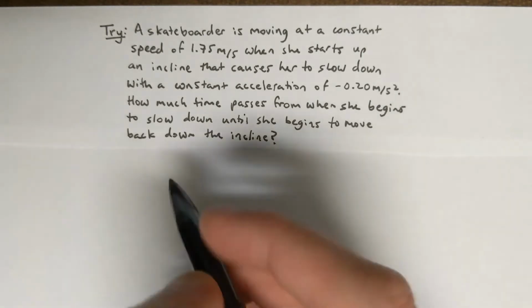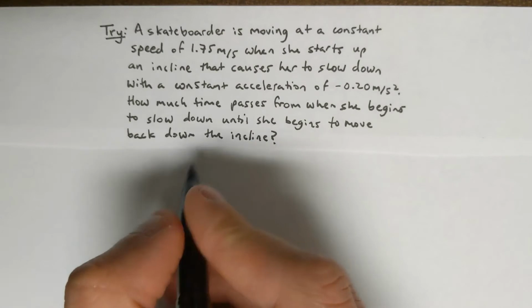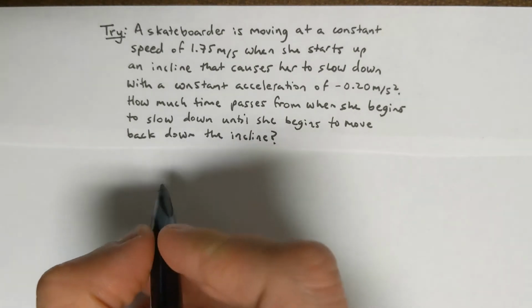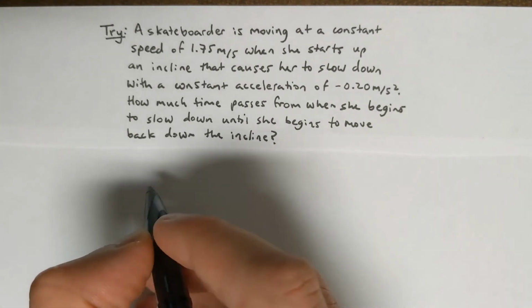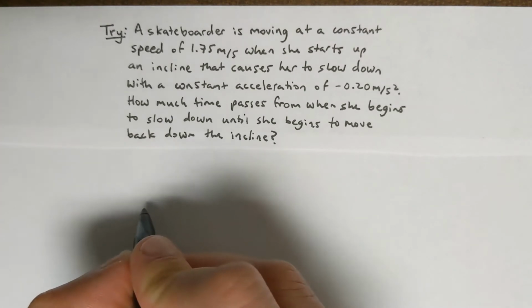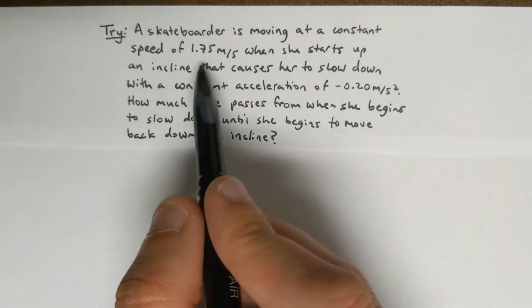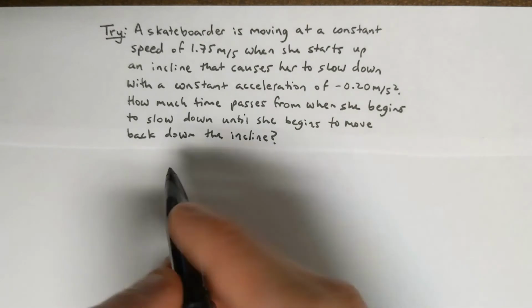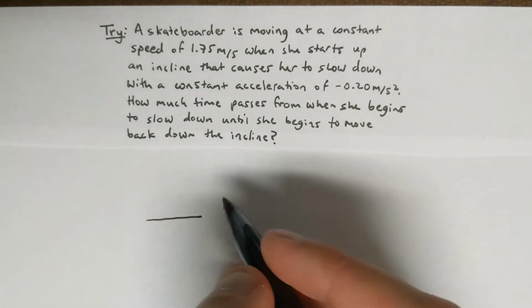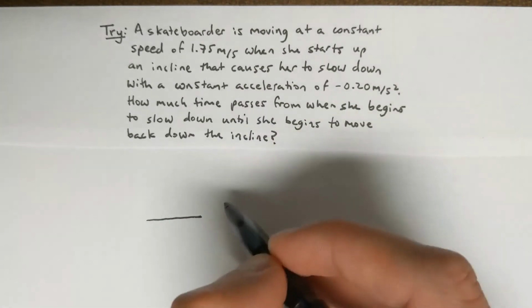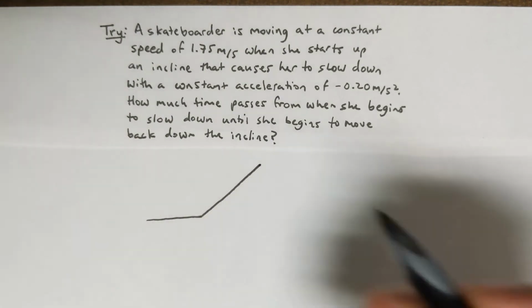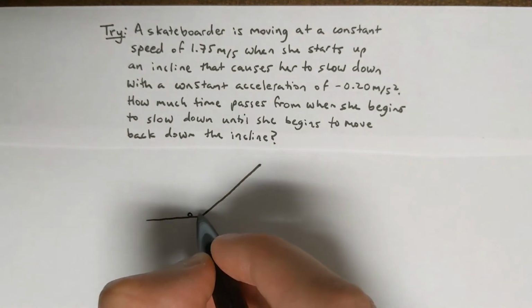Okay, so hopefully you've tried the problem, because you really need to try these on your own in order to actually learn how to do them. So let's go ahead and draw a picture. We've got a skateboarder moving at a constant speed of 1.75 meters per second when she starts up an incline. An incline is like a ramp. So here's our incline, and we've got a skateboarder down here at the bottom of the ramp.